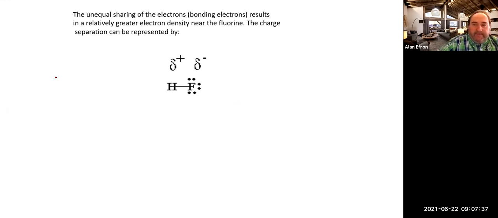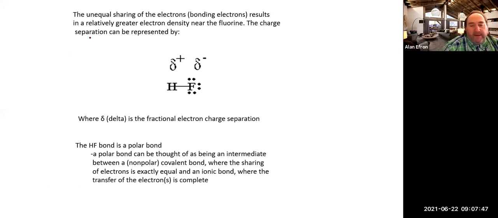So again, we get that partially negative charge where we have the delta symbol to represent that. So really, when we think about the different types of bondings, there's sort of three types of bondings and sort of the differences that we see here.